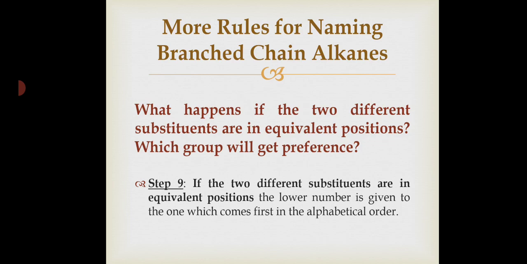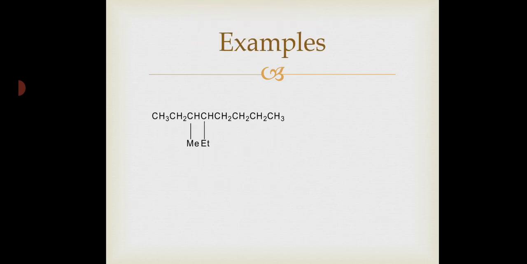If the two different substituents are in equivalent position, the lower number is given to the one which comes first in the alphabetical order. This you will understand better if I explain with an example. Here are two compounds. We are going to compare this compound with the other compound.